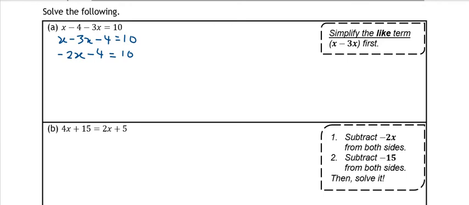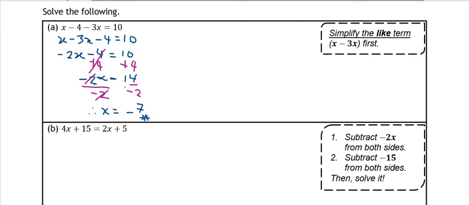So what we're going to do is apply the equality rule. First, plus 4 on both sides. So this minus 4 will be gone. So you will have negative 2x equals 10 plus 4, which gives you 14. So negative 2x equals 14, so you have to divide by negative 2. When you divide negative 2x by negative 2, this will be cancelled. So therefore your x will be negative 7. Right, so that's the first part.